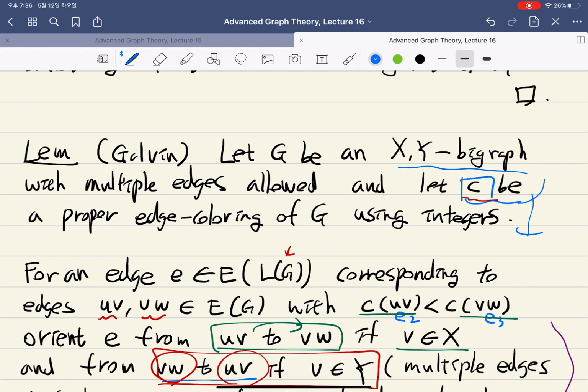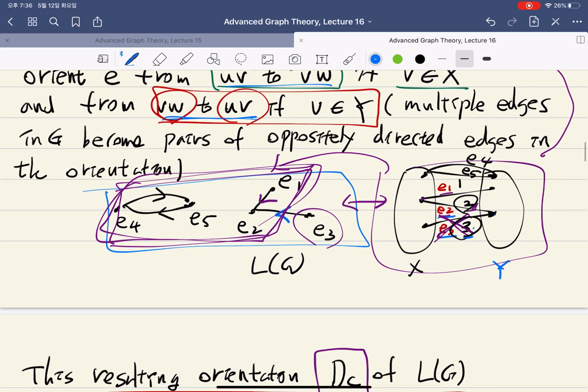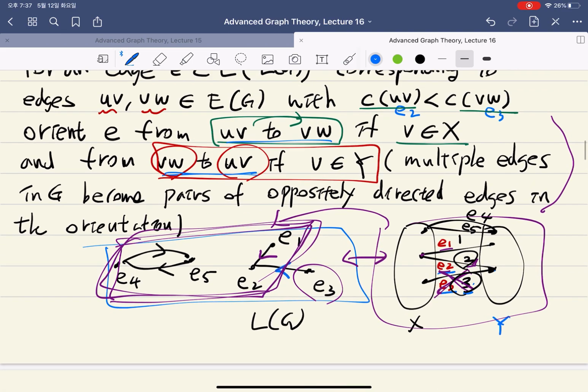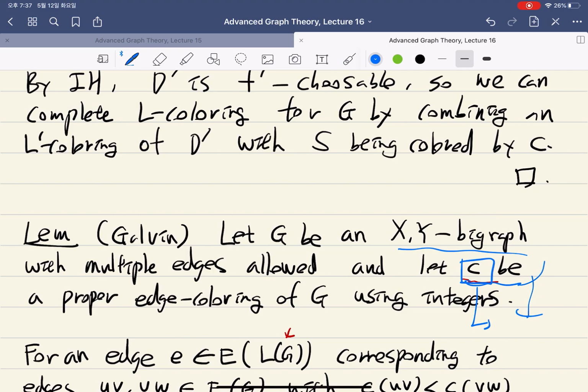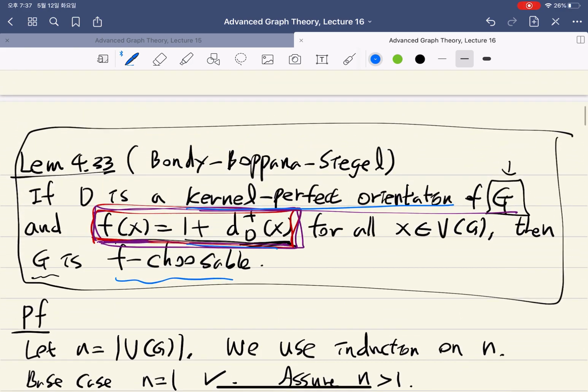Note that this proper edge coloring C is purely there to produce an orientation, so it doesn't matter how many colors we use here. As long as it produces an orientation, the resulting orientation is kernel perfect. So the number of colors that we use on this edge coloring has nothing to do with our final edge coloring, which can be obtained from the kernel perfect orientation.